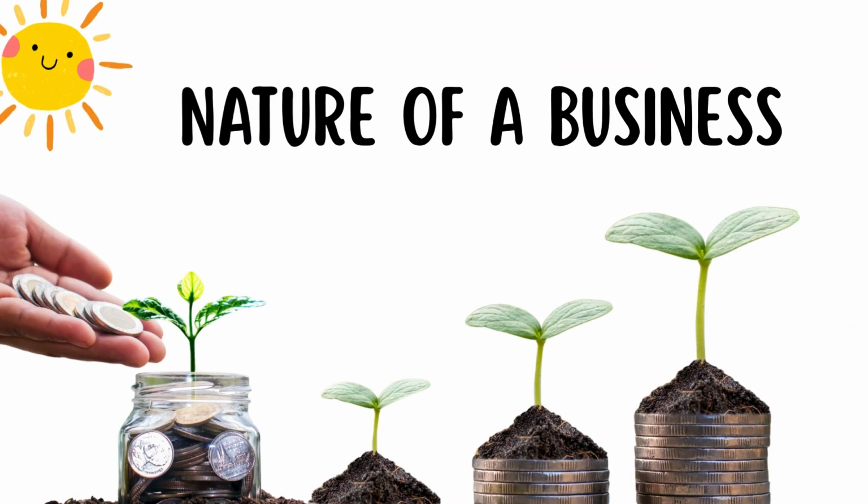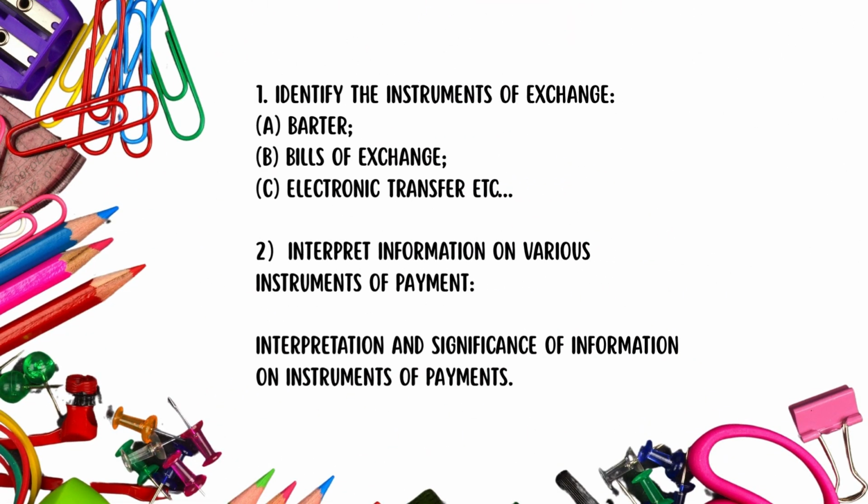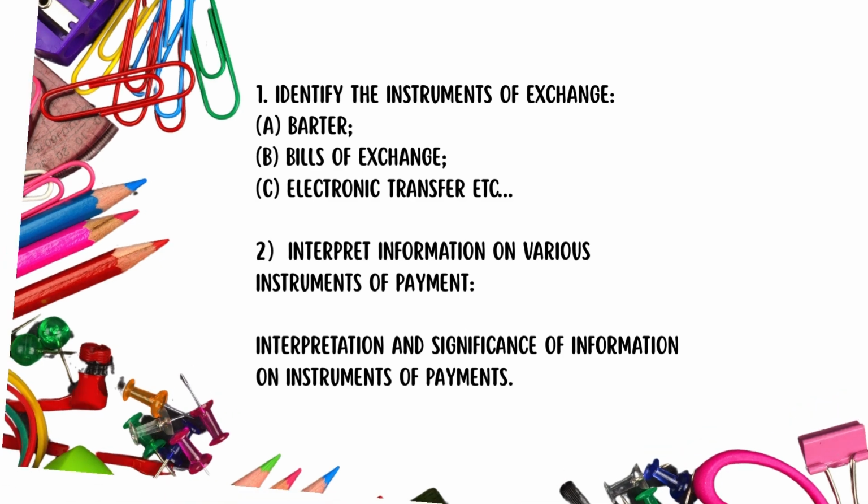Nature of a business. In the last lesson we looked at the barter system and money. Today we're going to be identifying the instruments of exchange, which includes A. Barter, B. Bills of exchange, C. Electronic transfer, among others. 2. Interpret information on various instruments of payment by looking at the interpretation and significance of information on instruments of payments.